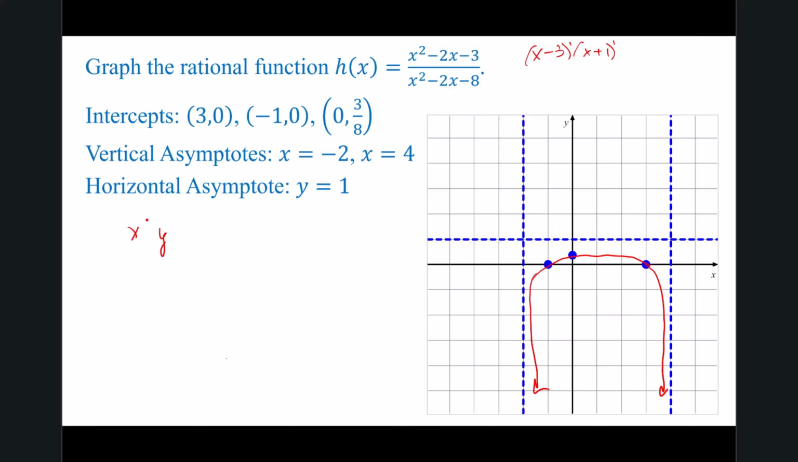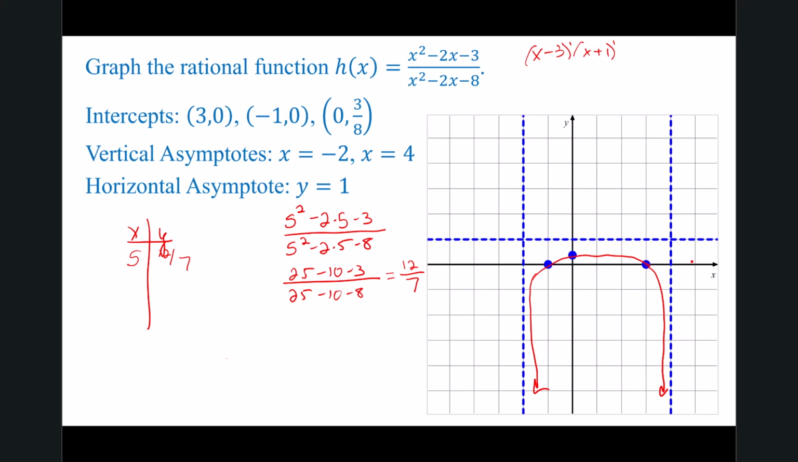Let's pick a point to the right of the vertical asymptotes to find what's going to happen on the right side. So let's pick x equals 5. If x equals 5, I have 5 squared minus 2 times 5 minus 3 over 5 squared minus 2 times 5 minus 8, which is 25 minus 10 minus 3 over 25 minus 10 minus 8, which would be 12 over 7. So when x is 5, y is 12/7, which is not quite 2, so about right here.